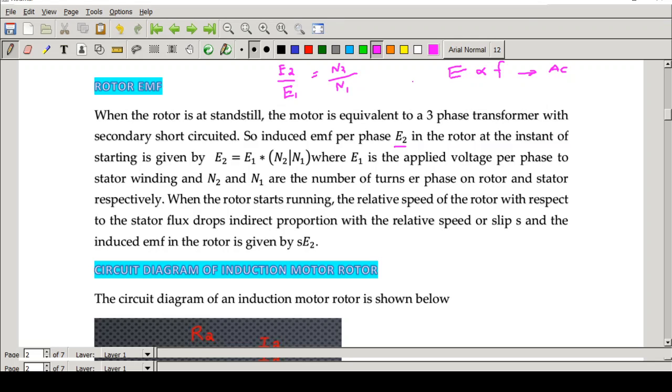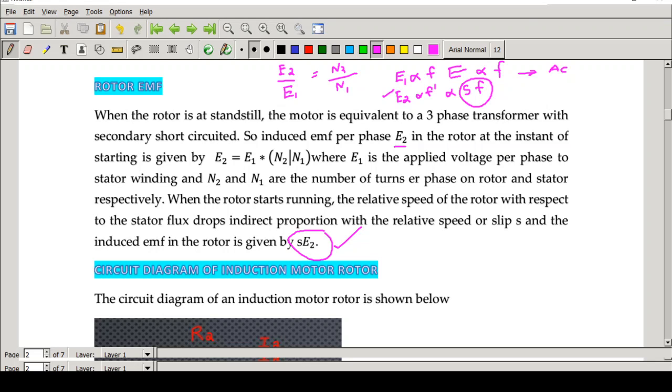In the case of the induction motor, E1, the EMF induced in the stator, will be proportional to the supply frequency, right? But what about the EMF induced in the rotor? This is the case when the rotor starts rotating. The EMF induced in the rotor will be proportional not to F, but to F dash, which is S into F. So that term S comes in. That is why when the rotor starts rotating, the EMF induced in the rotor winding is not E2, it is SE2. This relation is also very important.